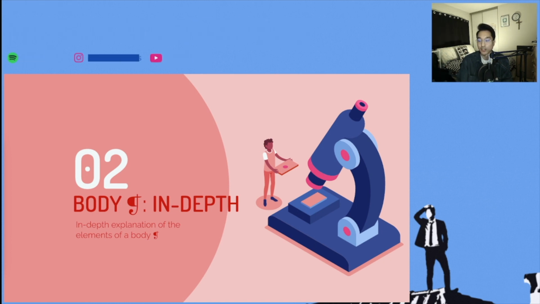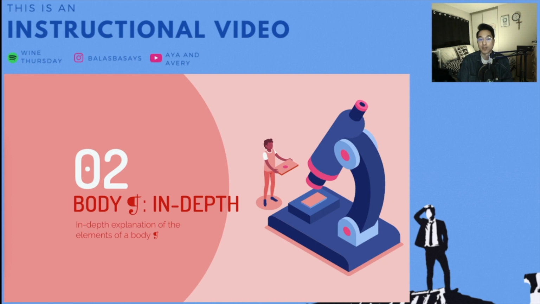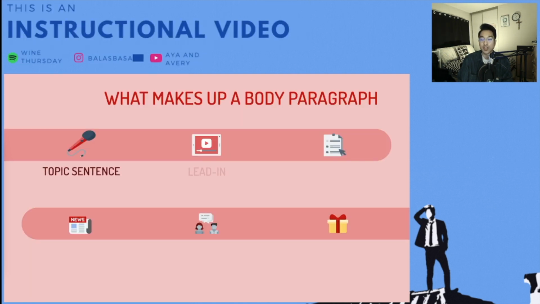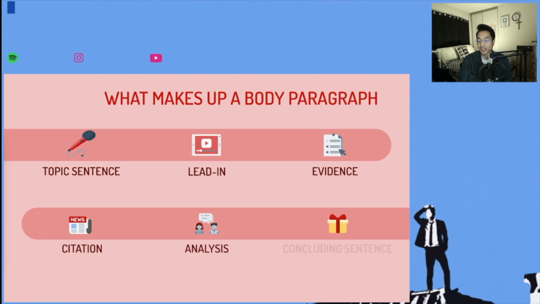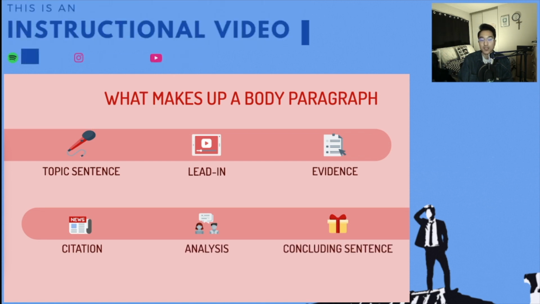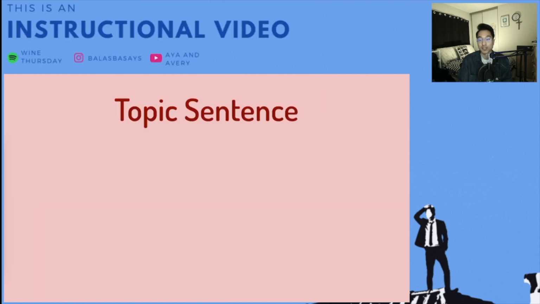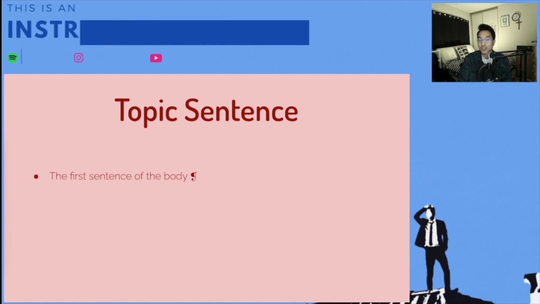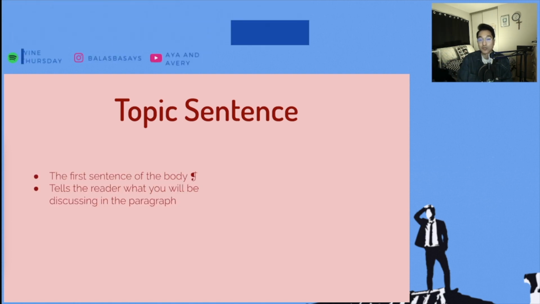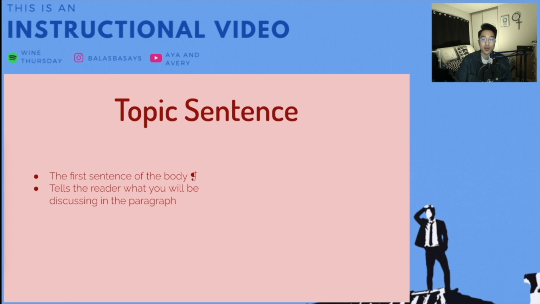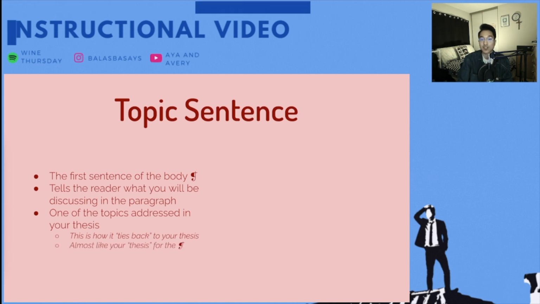Now let's take a look at what are the elements of a body paragraph. As we saw in the formula, there's your topic sentence, your lead-in, the evidence, your citation, analysis, and concluding sentence. Starting off with your topic sentence. This is the first sentence of your body paragraph, and it tells the reader what you will be discussing in this paragraph, specifically one of the topics you addressed in your thesis. This is how it ties back to your thesis statement. And because of that, it's almost like your thesis statement for the body paragraph.